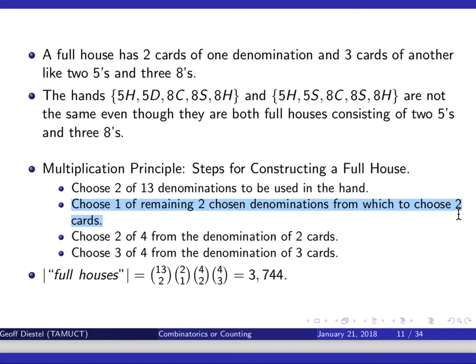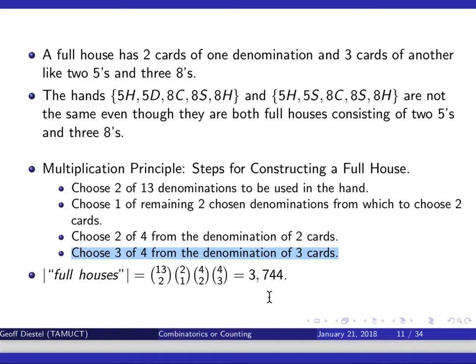Now that we've chosen the 2 denominations, and which one is going to have 2 in our hand and which one is going to have 3, we have to choose 2 of the 4 suits of that denomination to have 2 cards, and then we have to choose 3 of the 4 suits from the denomination of 3 cards. So the multiplication principle just says 13 choose 2, times 2 choose 1, times 4 choose 2, times 4 choose 3. That gives us 3,744 possible full houses. So again, dividing that number by that number that's 2.5 million or so gives us a probability of getting a full house, which is pretty small.